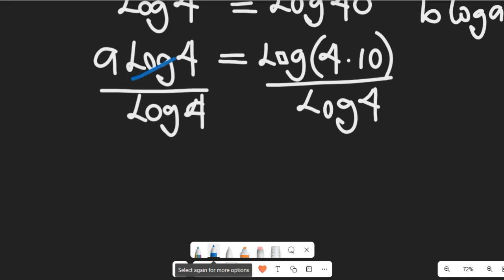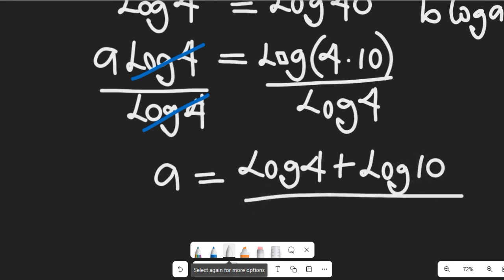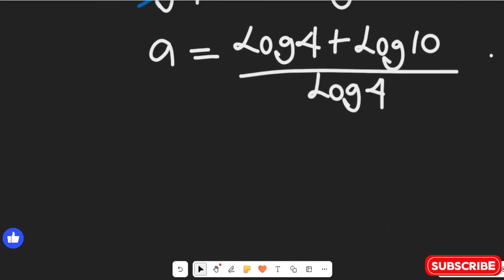With this, log 4 can cancel out log 4, right? And I'll have my a to be equal to the log of, I can separate this to give me the log of 4 plus, remember the multiplication law of logarithm, you have the log of 10, and all of these will be divided by the log of 4. Remember, if you are not grounded in the laws of logarithm, you cannot solve this.